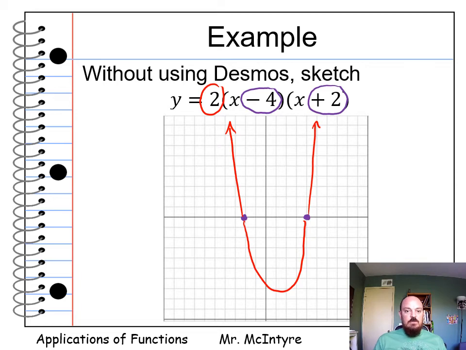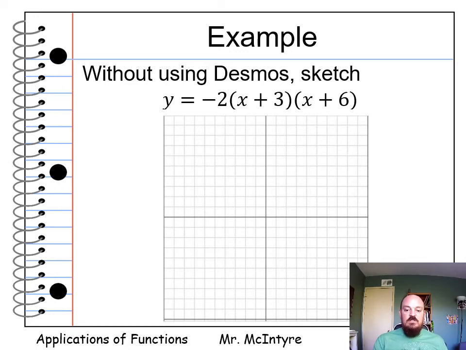Doesn't have to be perfect, that's what sketch means. But what I'm looking for is number 1, that you have the x-intercepts in the right place, and number 2, that it's opening in the right direction, either up or down. Those are the 2 things we're focusing on right now. Let's do one more example.